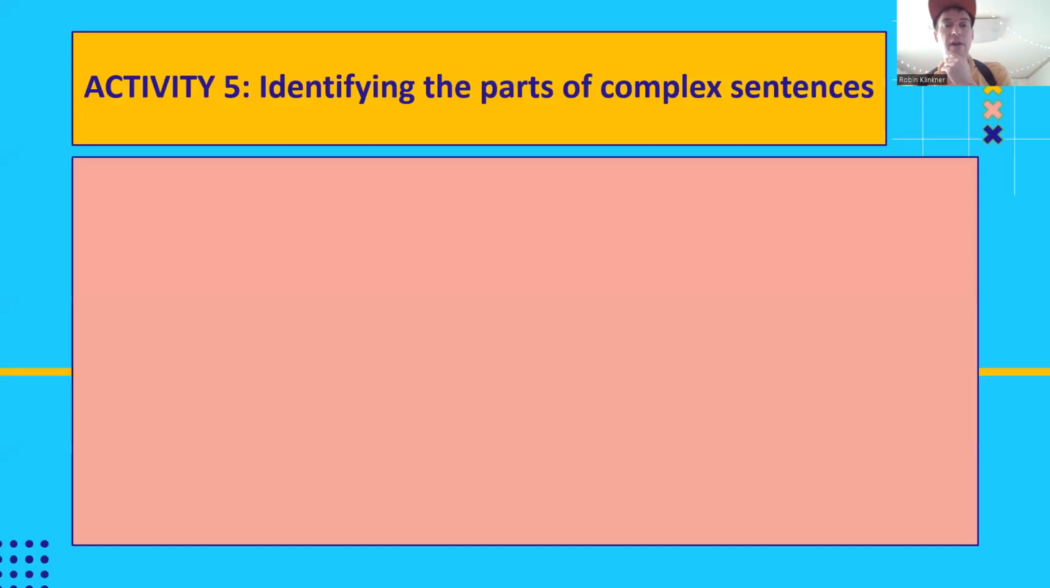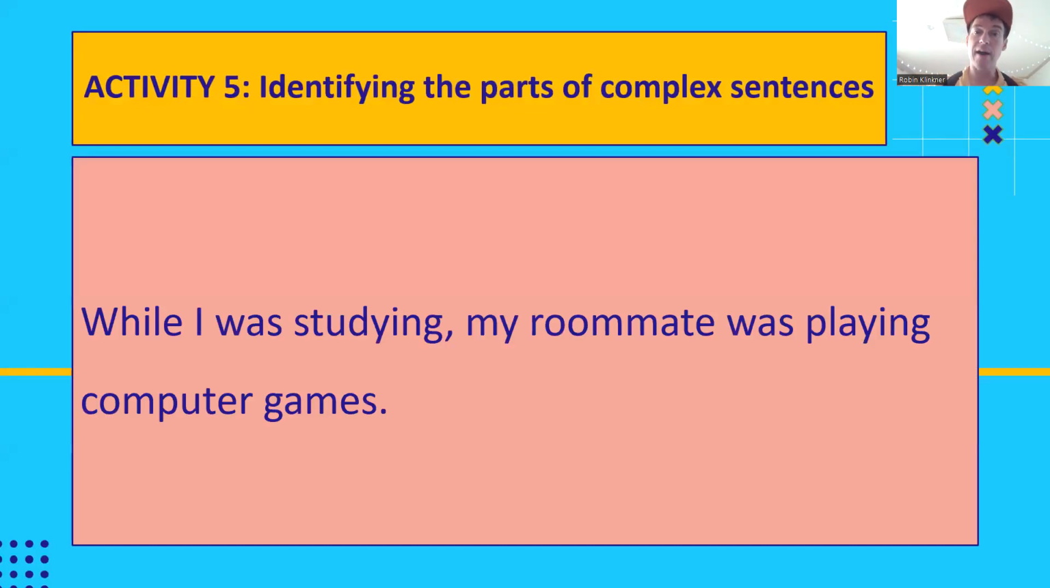All right, so for activity 5, you want to identify the parts of complex sentences. Just remember, complex sentences are combinations of an independent clause with one or more dependent clauses. And every dependent clause begins with a subordinating conjunction: when, where, while, as soon as, because, if. So, activity 5, identify the parts of a complex sentence.